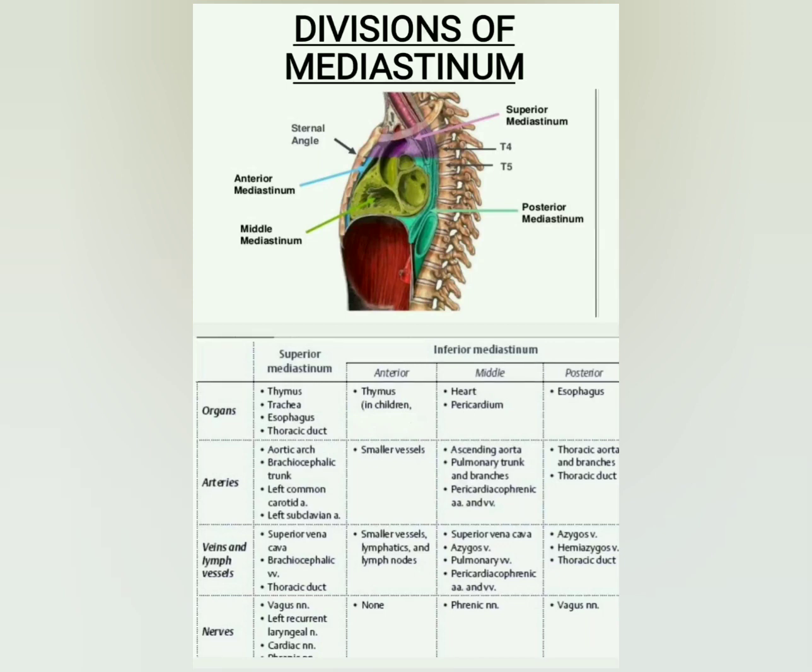In the posterior mediastinum, we have the esophagus, the thoracic aorta and its branches, and the thoracic duct, the azygos vein, hemiazygos vein, and the vagus nerve.